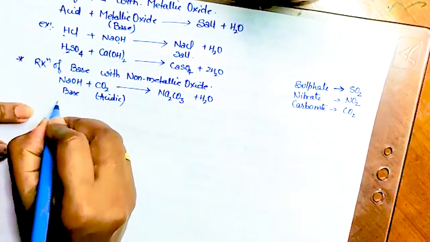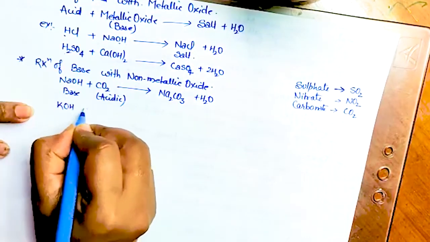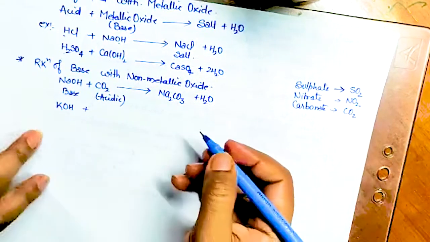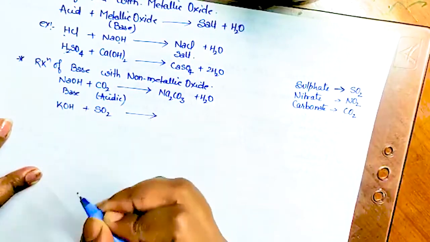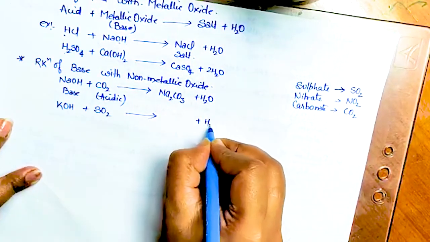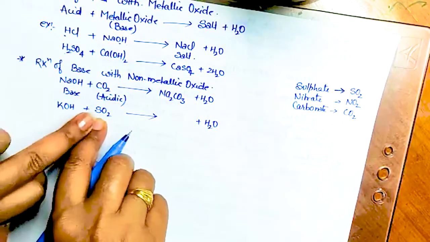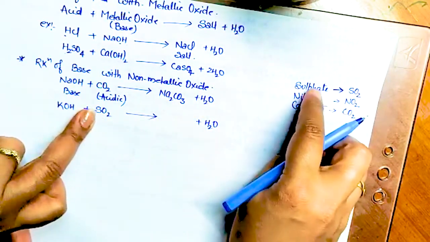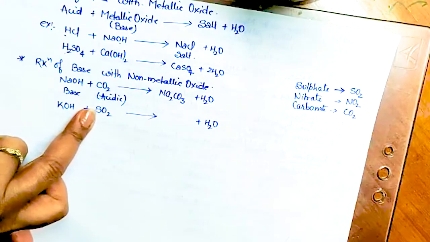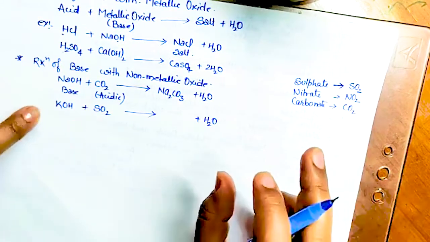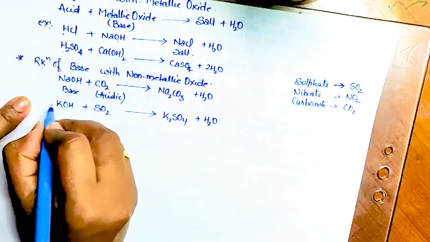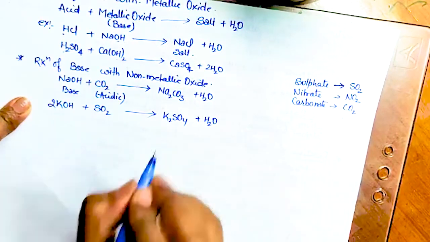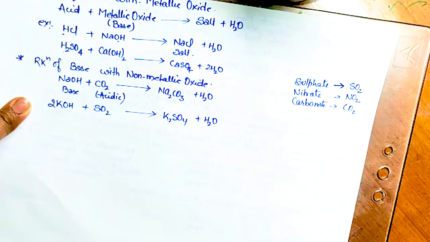Another base, suppose KOH, and another non-metallic oxide you take, like SO2. So tell me, water will be there for sure, and since SO2 is there, what should be on the product side? Sulfate. Sulfate means SO4 minus 2, and this is K plus, so it will form K2SO4. Now to balance it, you have to do it like that, isn't it? Okay.